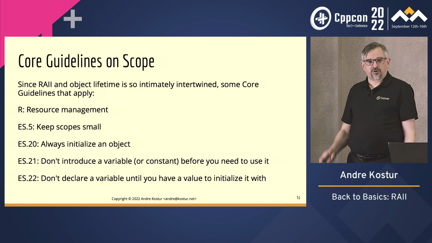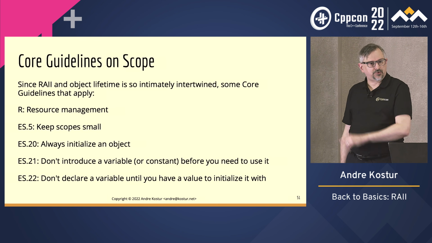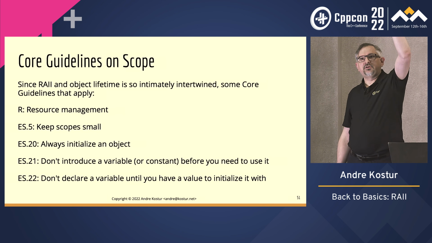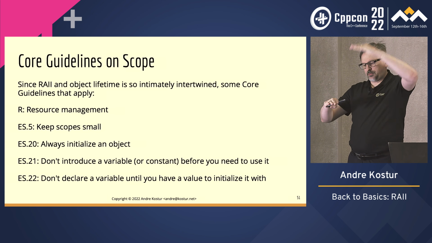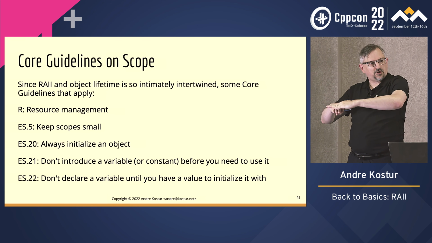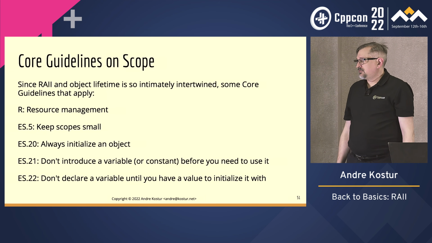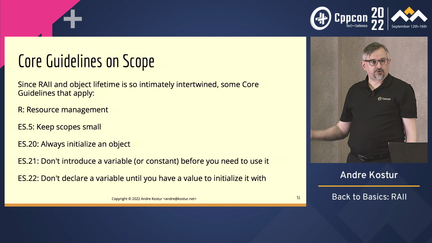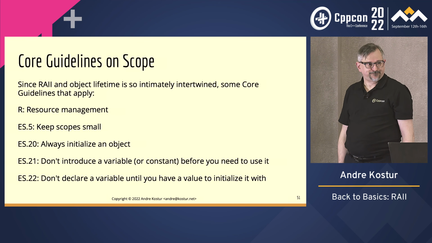Always initialize an object. That's part of the resource acquisition is initialization part. Don't introduce a variable before you need to use it. Back to the mutex example: I really don't want to lock the mutex at the top of my function, do a bunch of other unrelated things, and then do the stuff that should be protected. I want that mutex locked as close to where I need it as I can. Don't declare a variable until you have a value to initialize it with. These are good ideas for variables in general, but because the resource management pieces are now tied to the lifetime of a variable, these get additional considerations.